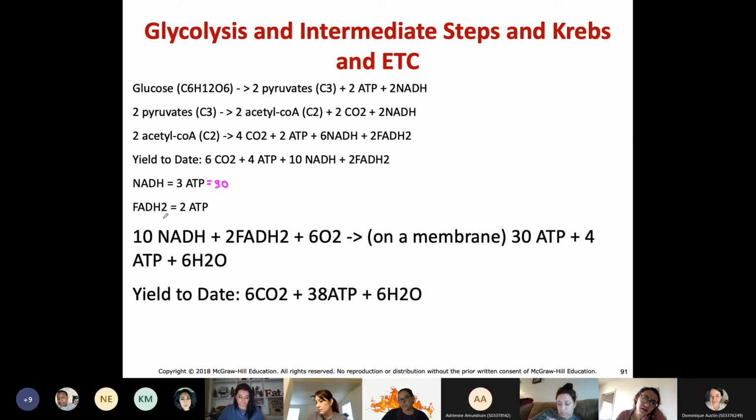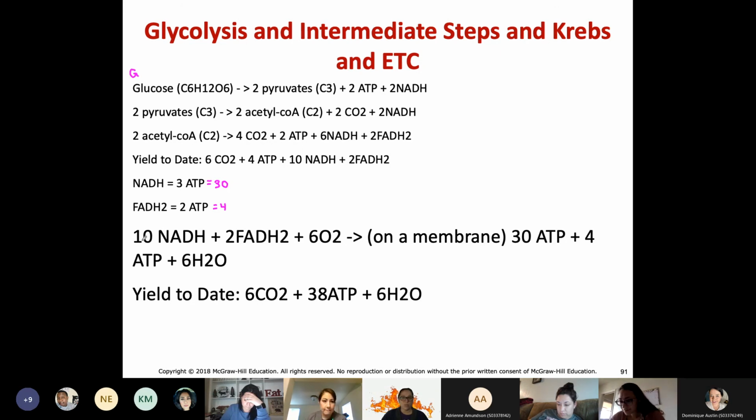FADH2 isn't as good of a taxicab. It's a little bit slower. It drives a little bit slower. So I had 2 FADHs, guys. I can get about 2 ATPs each. So this is going to give me another 4. So along the way, if I calculate all of my math correctly, guys, I get 30 ATPs from NADH. I get 4 ATPs from FADH2. And I started off everything with the big G up at the top, glycolysis.